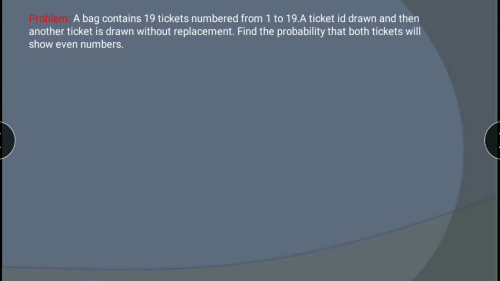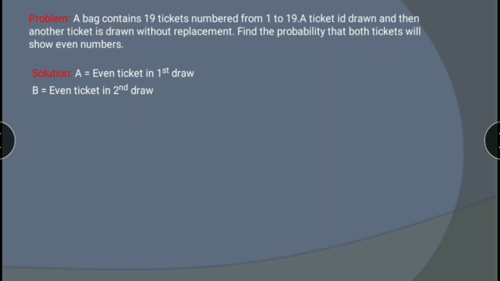Let's see one problem related to this. A bag contains 19 tickets numbered from 1 to 19. A ticket is drawn and then another ticket is drawn without replacement. Find the probability that both tickets will show even numbers. So a bag contains 19 tickets. We draw one ticket and we don't replace it back. We don't put the ticket which we take out inside again. So we have to find the probability that both the tickets will show even number.